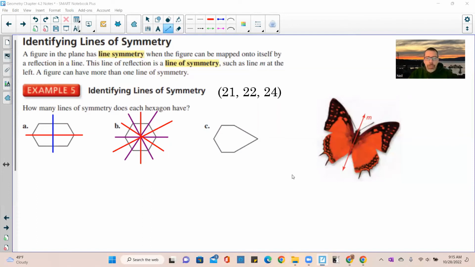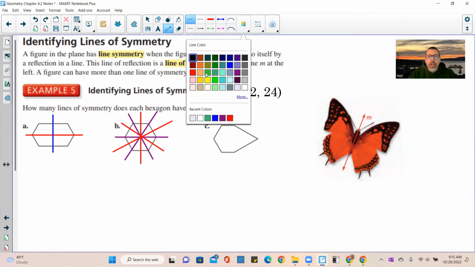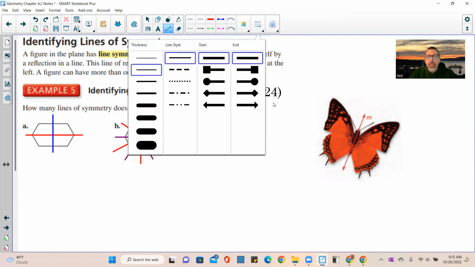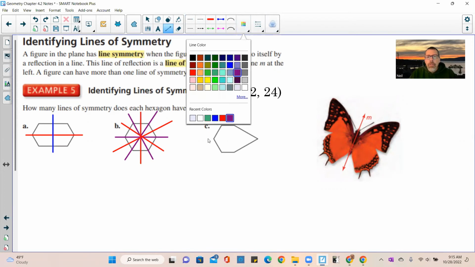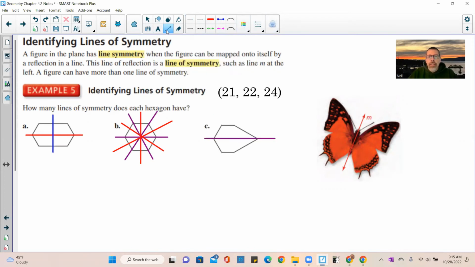Okay, and this last one, you have to ask yourself, where could I draw a line where I could reflect this? And there it is right there. This would get folded over. So this point or vertex would end up here. This one would end up here. This would stay where it is. This would stay where it is. And these lines would all align, if you will. Okay, so that would be right there.